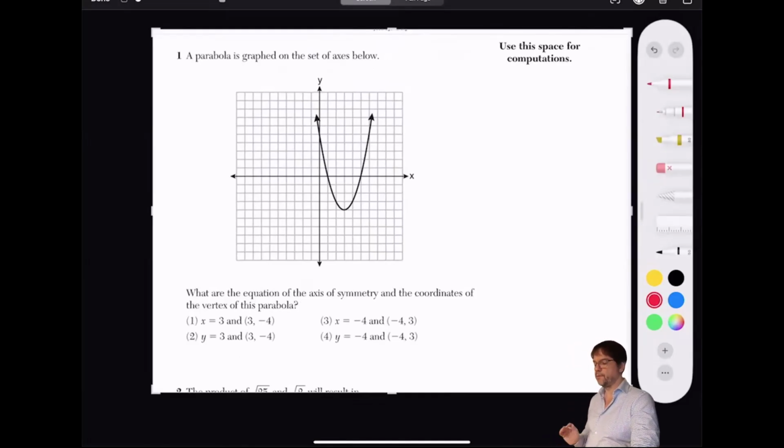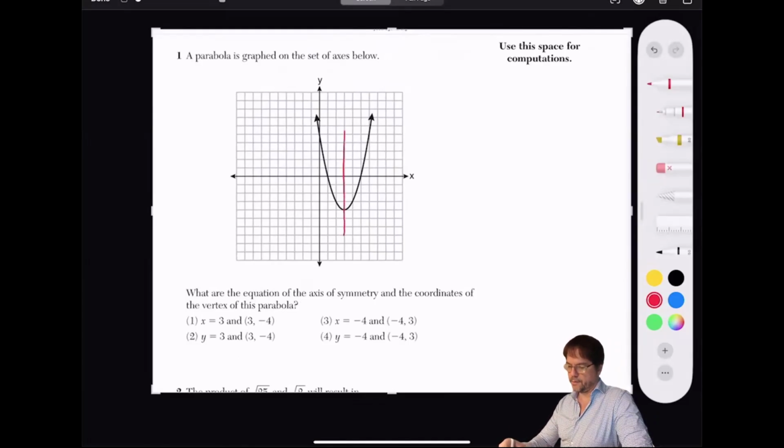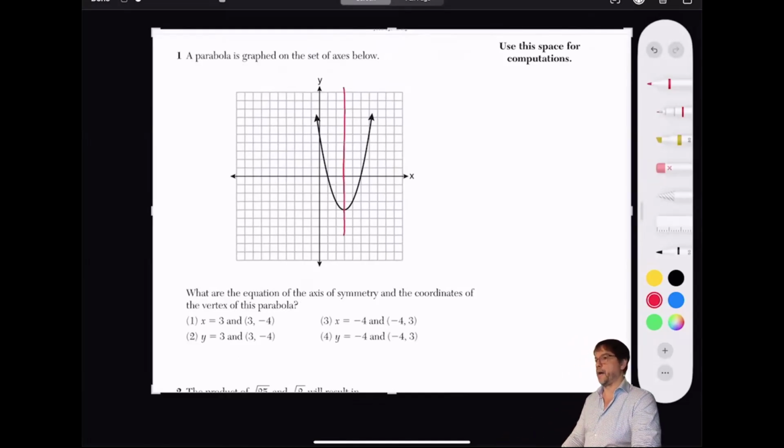Okay, so every parabola is symmetric because you can divide it in two portions. In this case, it is this line that divides the parabola in two equal portions. Do you agree? Here is the point 1, 2, 3.